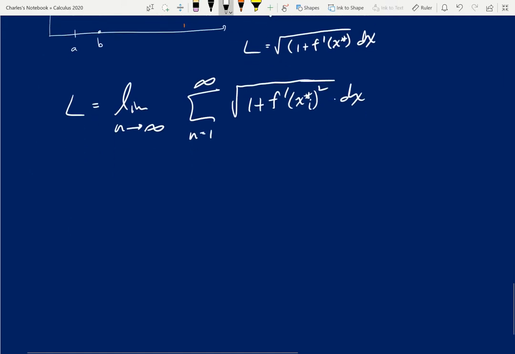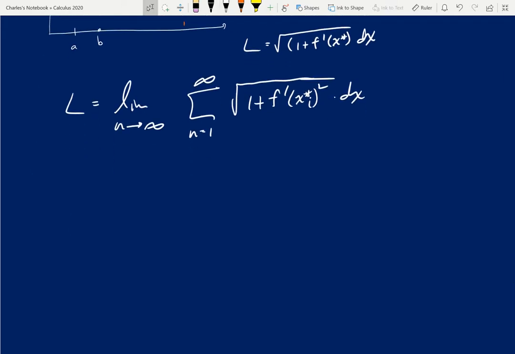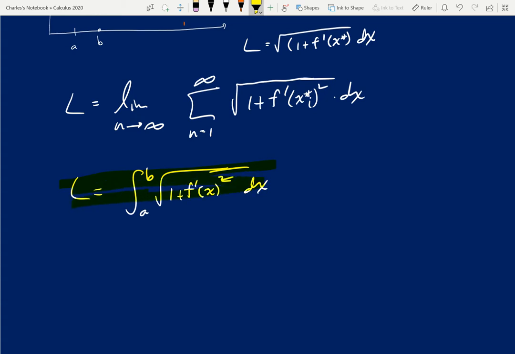And you've seen this summation connected to the integral before. What is this equal to? L is equal to the integral from a to b of the square root of 1 plus f prime of x squared dx. And this really is what you need to take away from this.